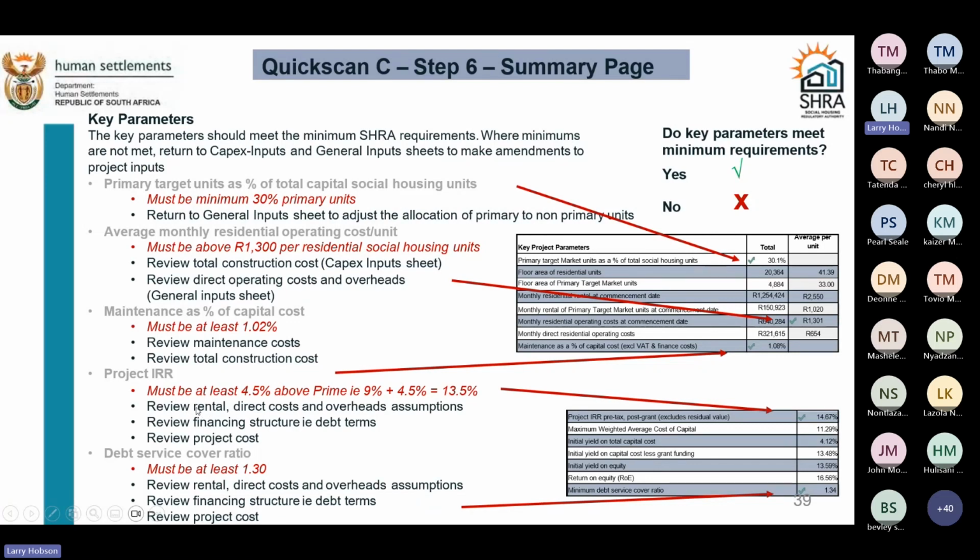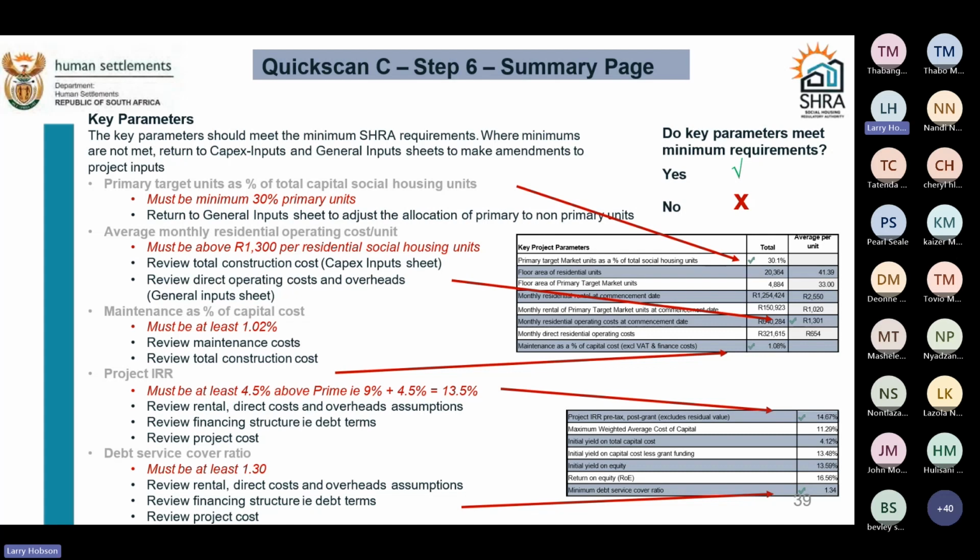Then you go through a layered process. We review the rental. We review the direct costs and overhead assumptions. We review the financing structure, and we review the project. And finally, we review the project costs. So once you've trimmed everything else, you then might need to trim your development cost. And you'll find that it flows through all those relationships and you come out at something that works.